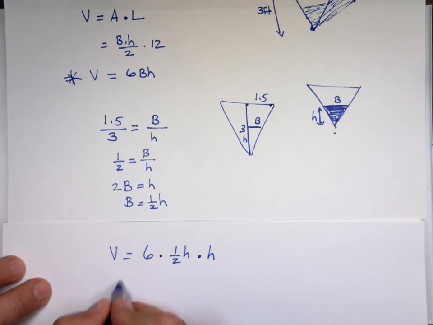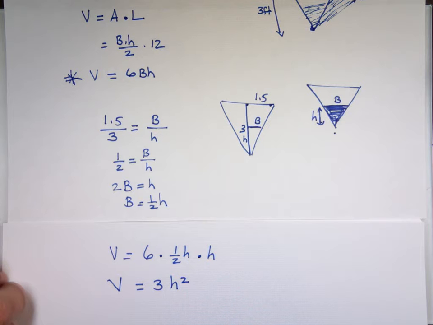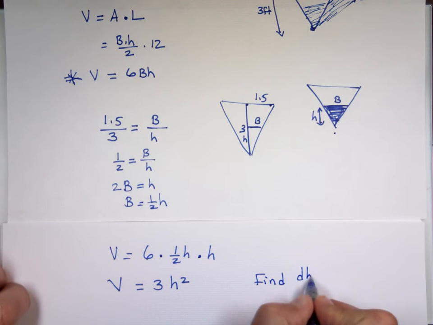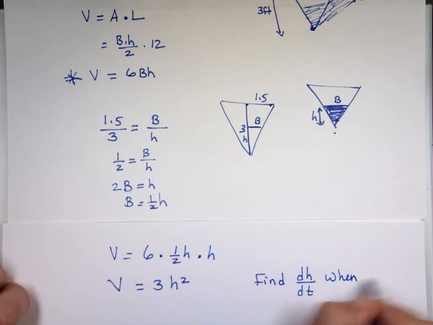What's the equation for the volume now? 3h squared. The question again: find dH/dt when h equals 1.1 and dV/dt equals what? 2.